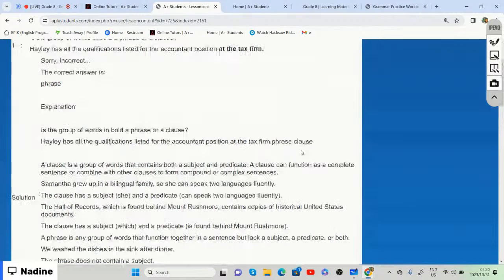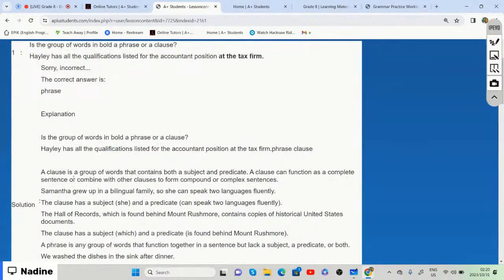All right, so that is basically a description of what a clause is. And remember, we said mainly that a clause can stand on its own, right? And it can basically function as a complete sentence. And if you want, you can combine it with other clauses to form compound or complex sentences.